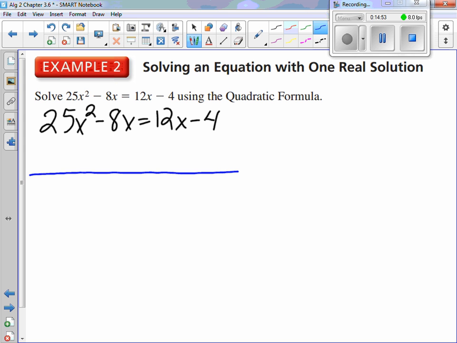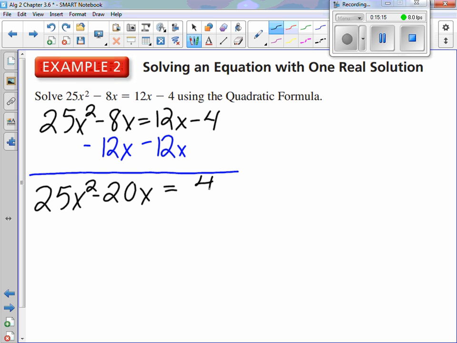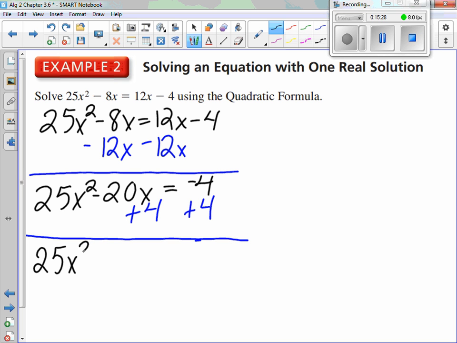We need to subtract 12x from both sides. And when we do that, well, 25x squared doesn't change. But negative 12x and negative 8x, well, those are like terms, so we would combine those, which would give us negative 20x equals negative 4. Now we need to add 4. So we get 25x squared minus 20x plus 4.